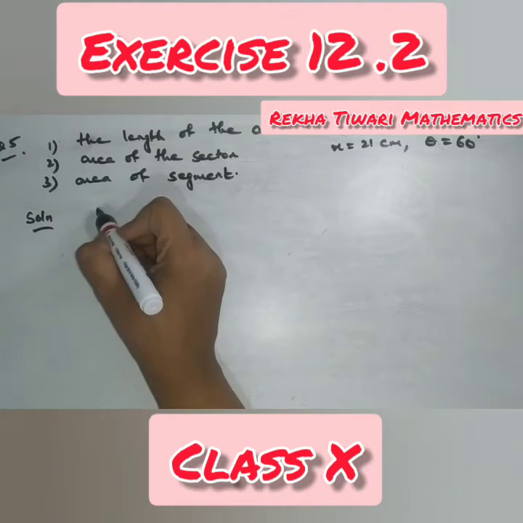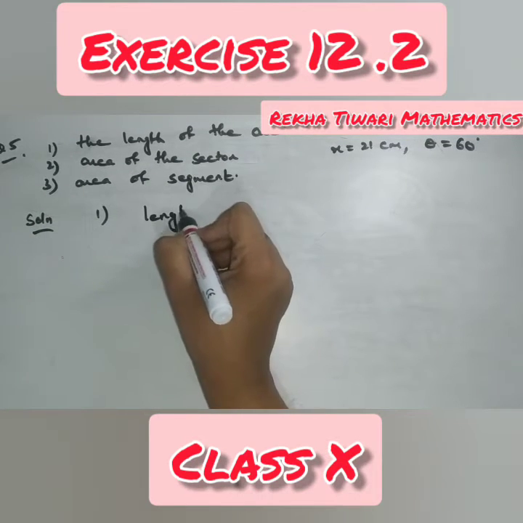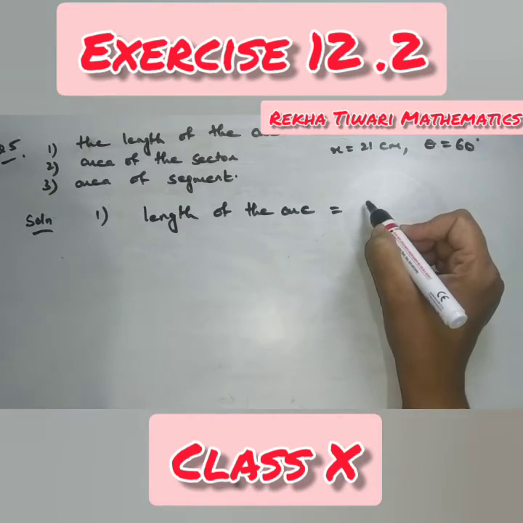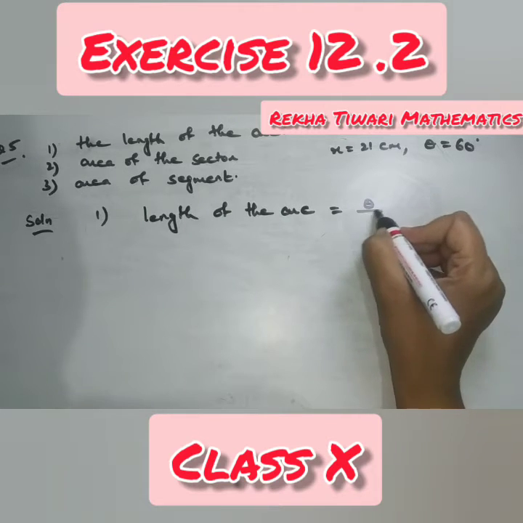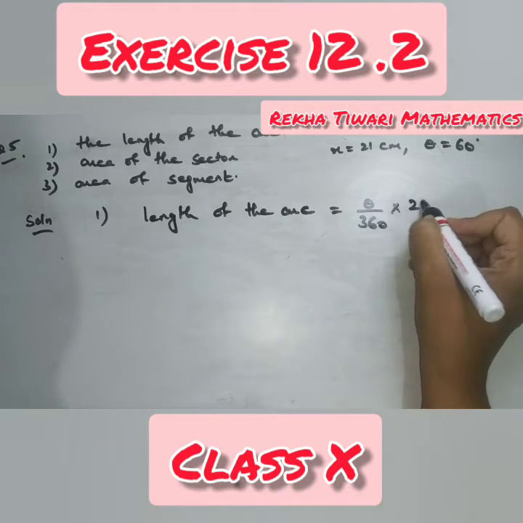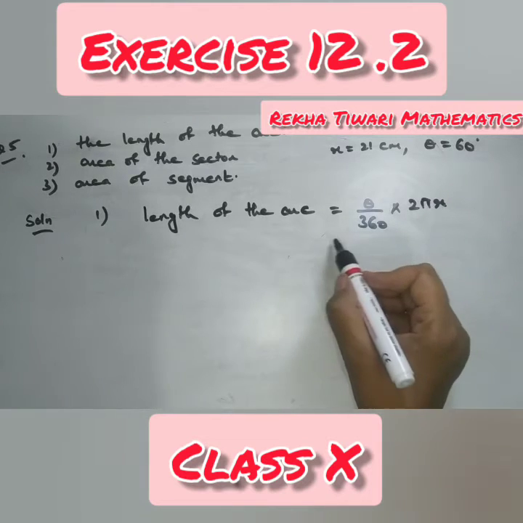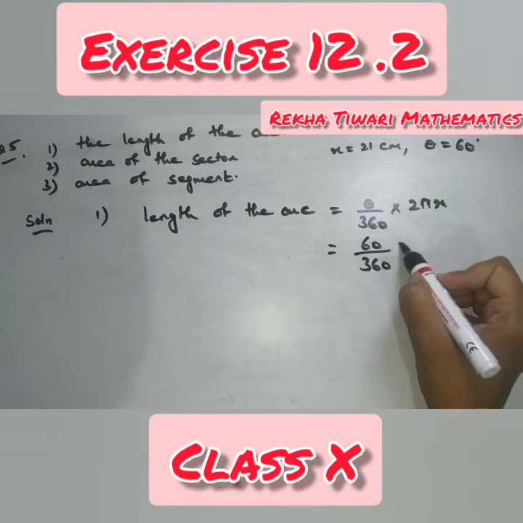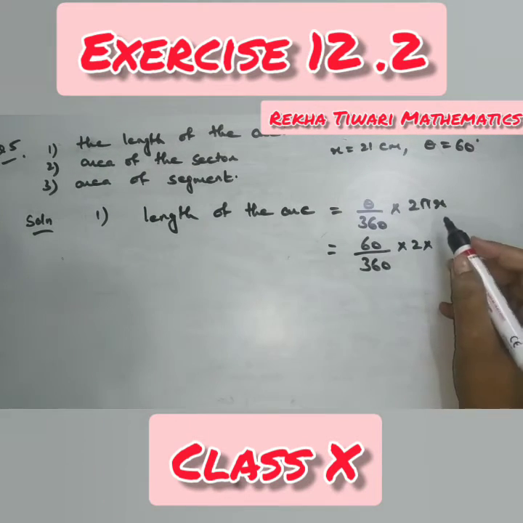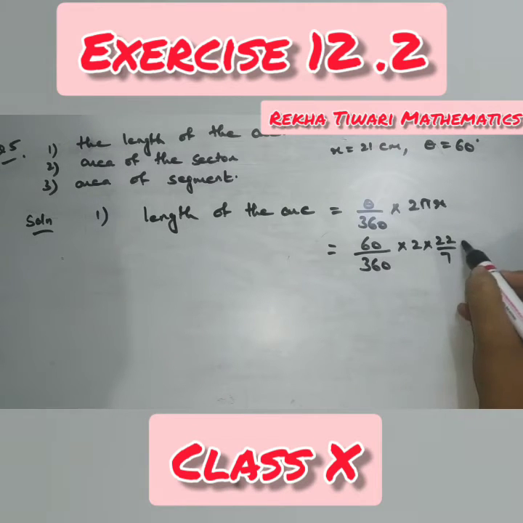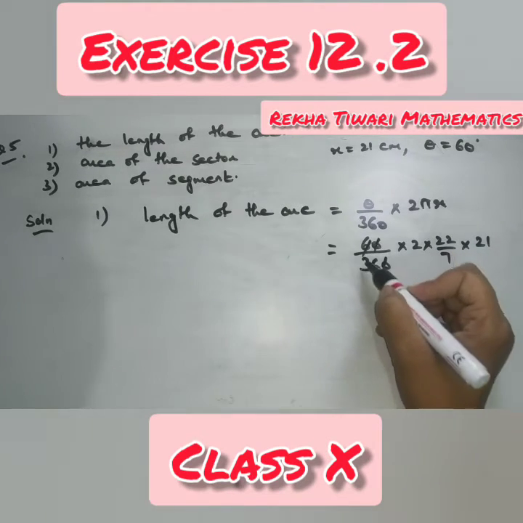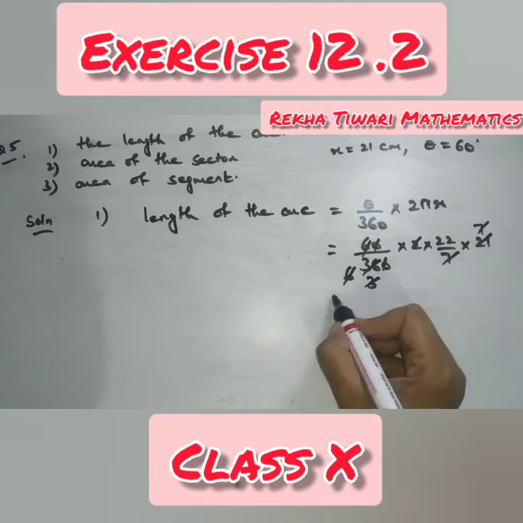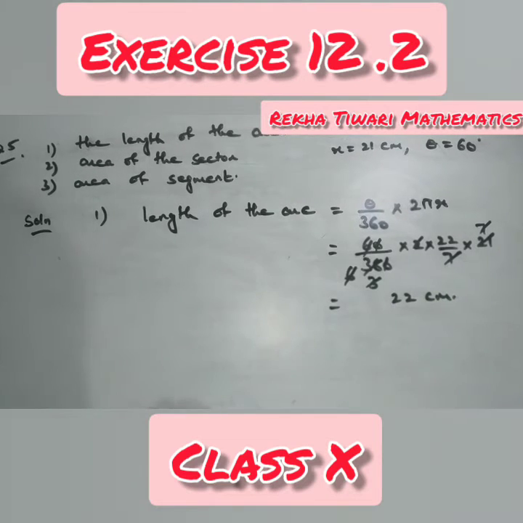See the first one. So length of arc is equal to theta by 360 into 2 pi r. This is equal to theta is 60 upon 360 into 2 into pi is not given to you, so you can take 22 by 7 into 21. It comes out to be 22 centimeter.